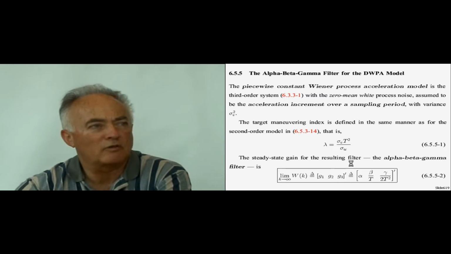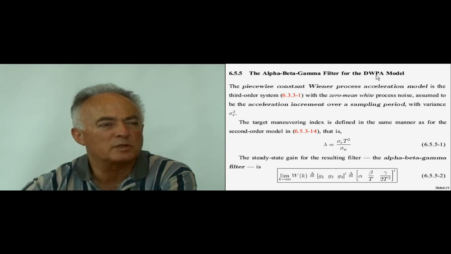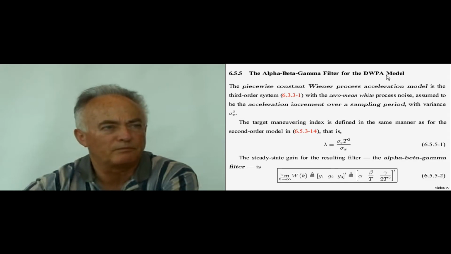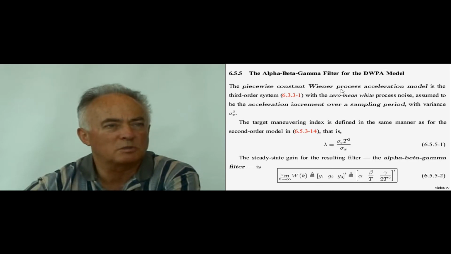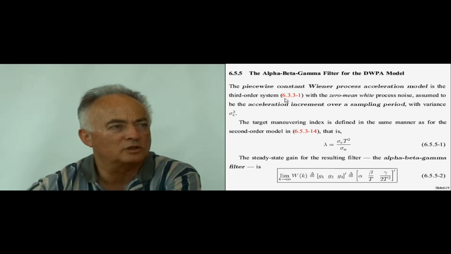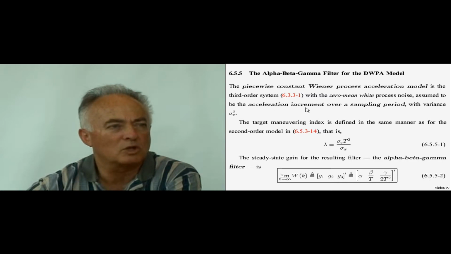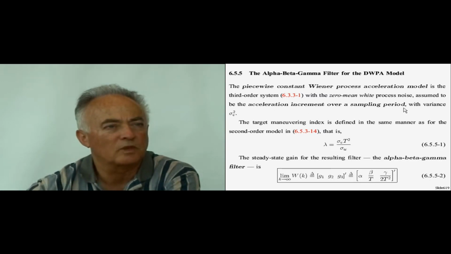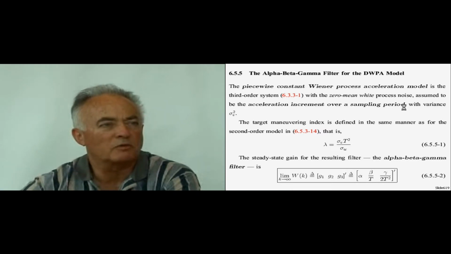Now we have the alpha beta gamma filter for the discrete time Wiener process acceleration model, which considers a piecewise constant Wiener process for the acceleration. The state equation is the third order system shown in 6331 with zero mean white process noise defined as the acceleration increment over a sampling period. One could define the same thing with the jerk, but it's more convenient again to keep the physical intuition.